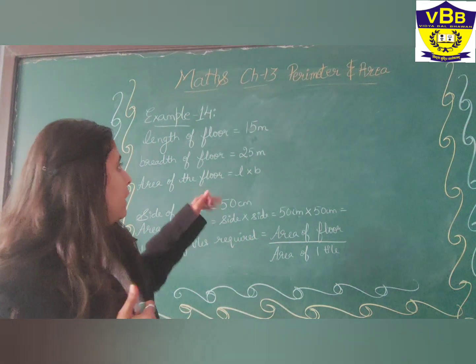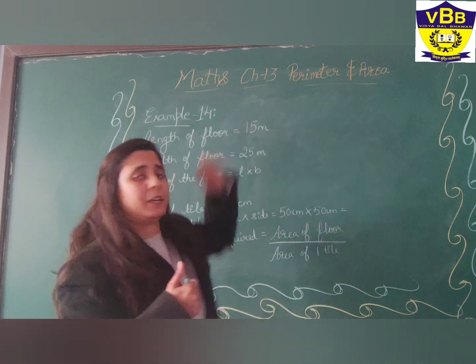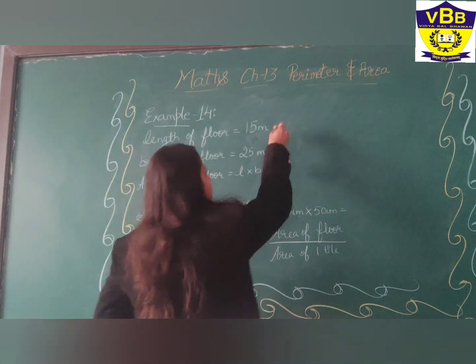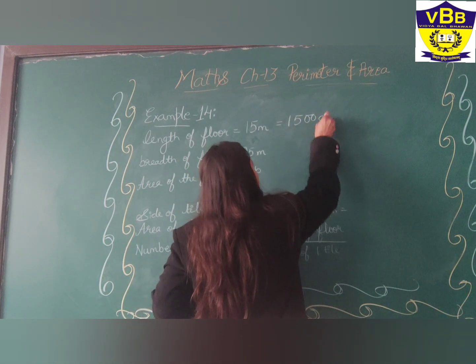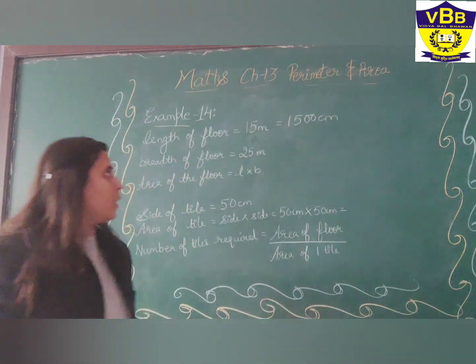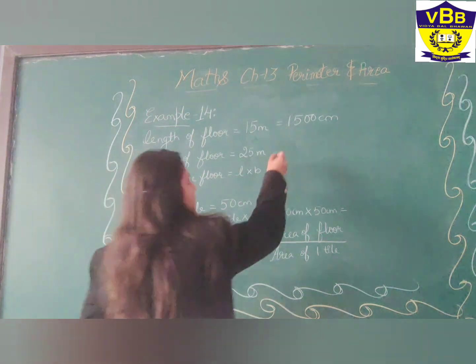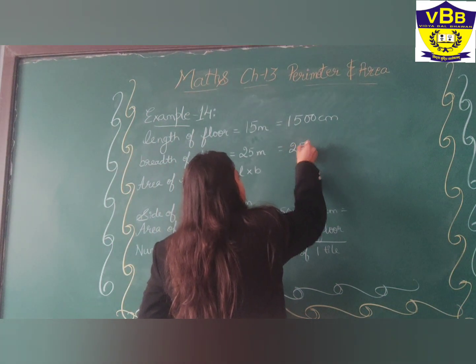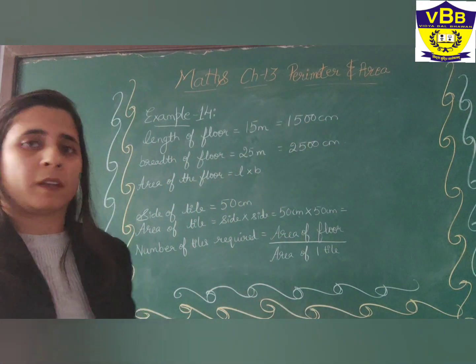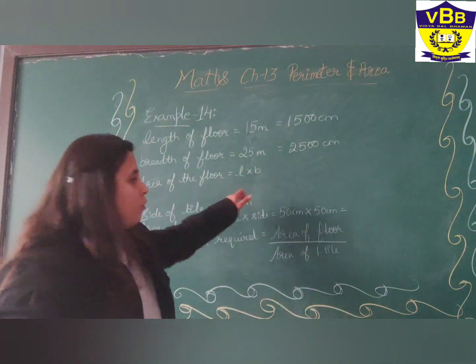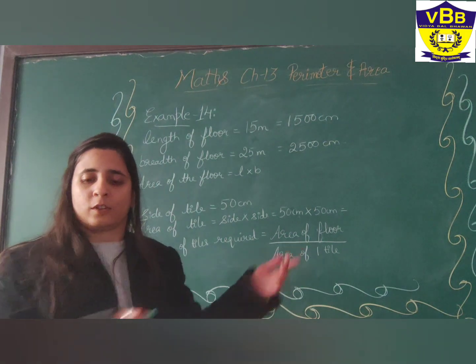To find the area, first we will convert 15 meter to centimeter. 1 meter has 100 centimeters, so 15 meter will have 1500 centimeter. Now 25 meter to centimeter will become 2500 centimeter. Alright. Now area of the floor, you need to find the area.